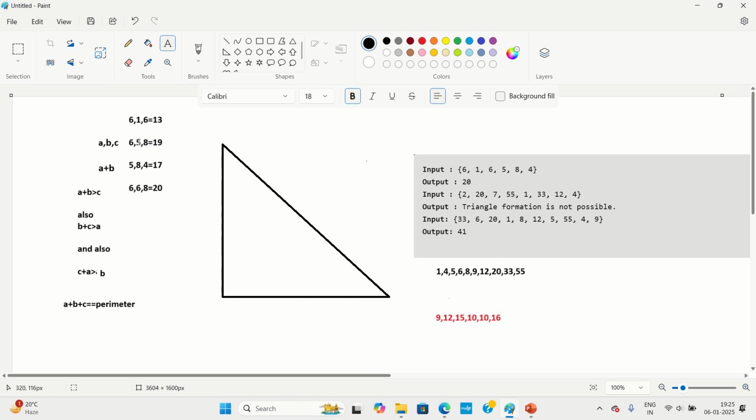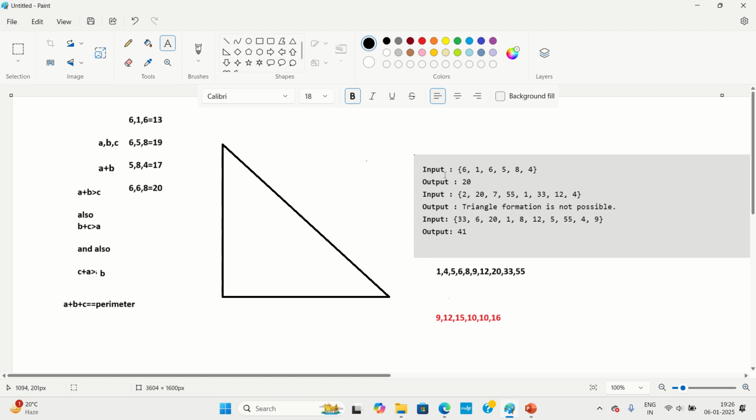If you do, say 6 plus 5 is 11, 11 greater than 8. Okay, 8 plus 5 is 13, greater than 6, and 6 plus 8 is 14, greater than 5. So it is forming a valid triangle and the perimeter is 19. Similarly, 5, 8, 4, 17 and 20. So we choose the maximum one, that is 20.